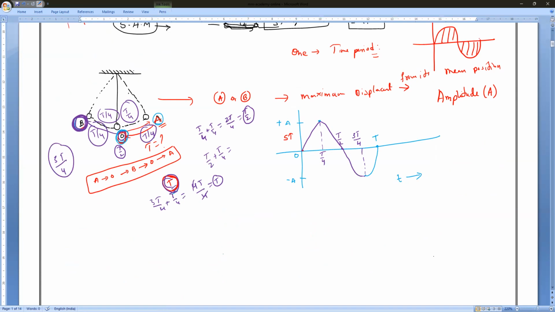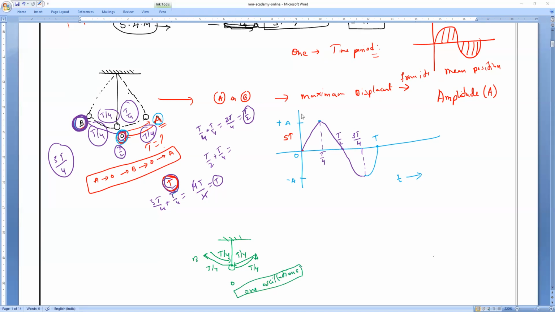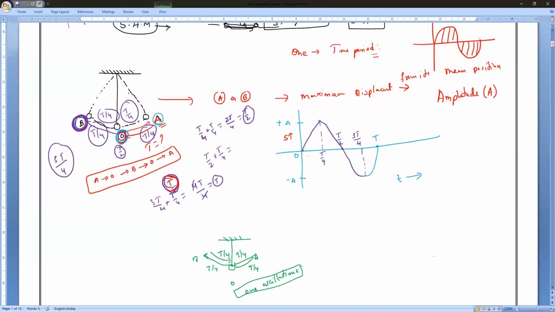Always listen. One wave can start from the mean position. This is the starting point. It will go to the extreme position, T by 4. Again, it will come back, T by 4. Again, it will go to the B point, T by 4. Again, it will come to the O, T by 4. Then we can say one oscillation. Am I right or wrong, everybody? So one oscillation means going and coming back to the same initial point. That is what we call one oscillation. Is it okay, guys?